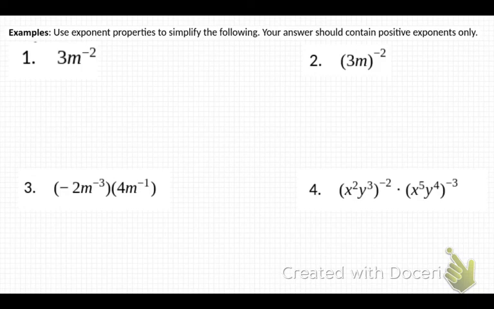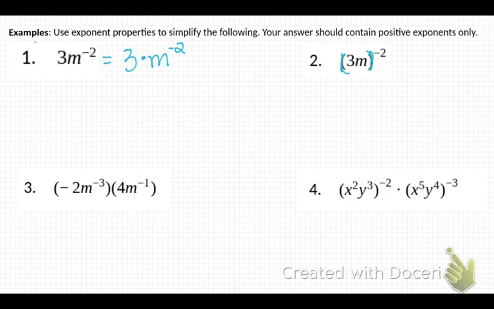On number 1, this is the same as saying 3 times m to the negative 2. Do you see how on number 2, the whole thing is in parentheses? These parentheses tell me that everything gets the exponent. Without parentheses, that means that only the thing touching the exponent gets it.